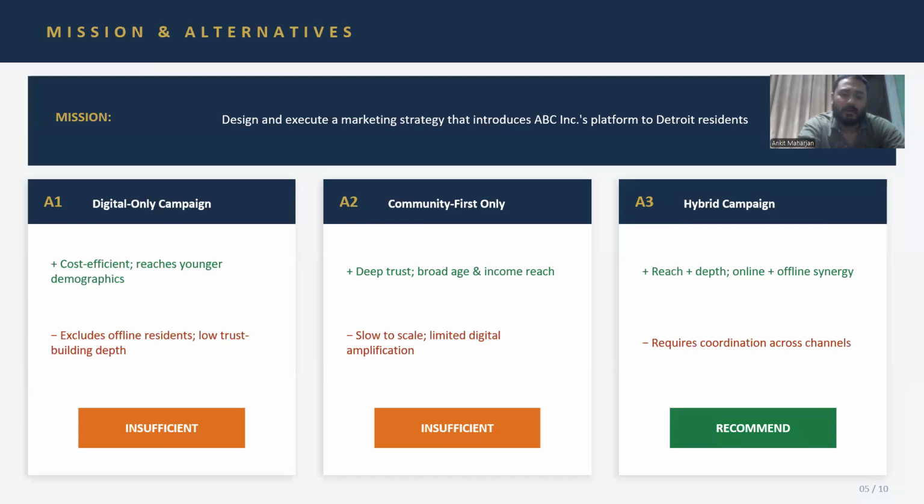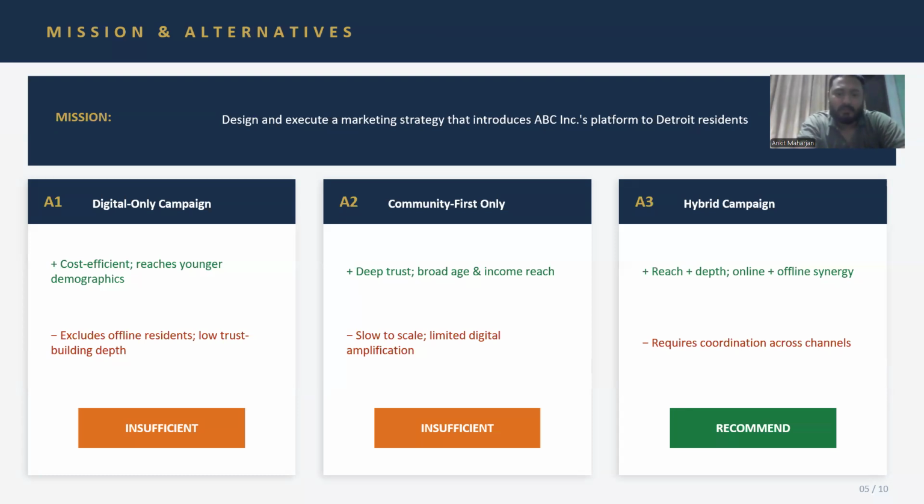Going to the next slide: mission and alternatives. From the situation, we define the mission: design and execute a marketing strategy that introduces ABC company's platform to Detroit residents, earns community trust, drives participation, and demonstrates measurable civic impact to city officials.